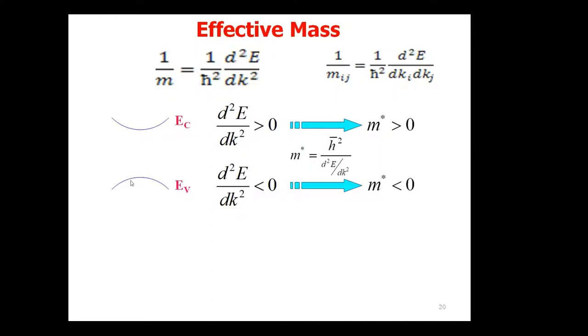Now, what about the mass of hole? As the mass of the electron is negative in valence band, and from our discussion, we know the mass of hole is opposite to that of electron mass. So the hole mass in the valence band is positive, whereas the electron mass in the valence band is negative. So this is the concept of a negative mass.